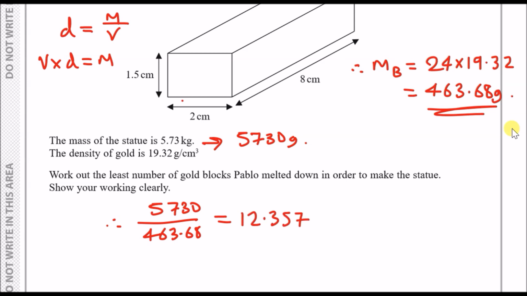So the least number of blocks would have to be rounded up. So he'll need 13 blocks of gold. And that's it, guys. This question's done.